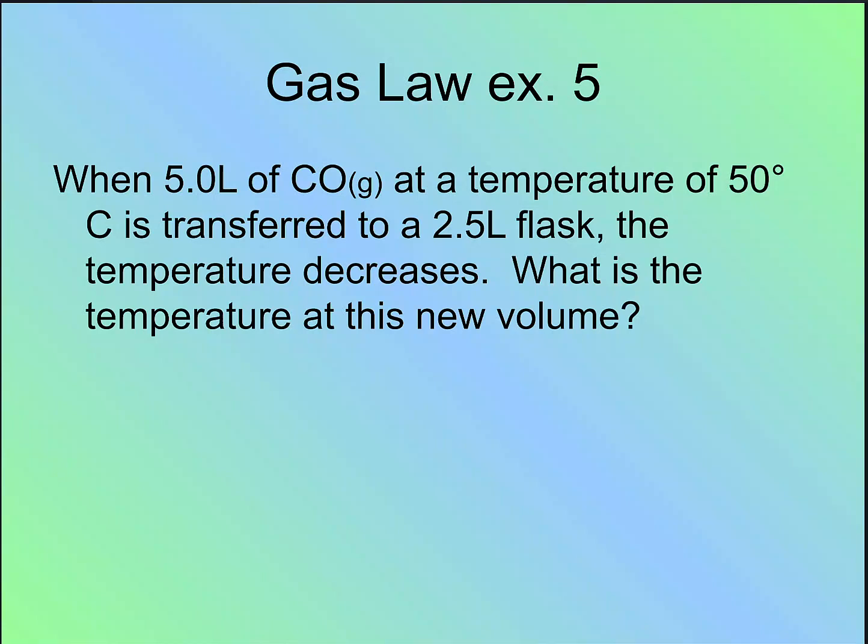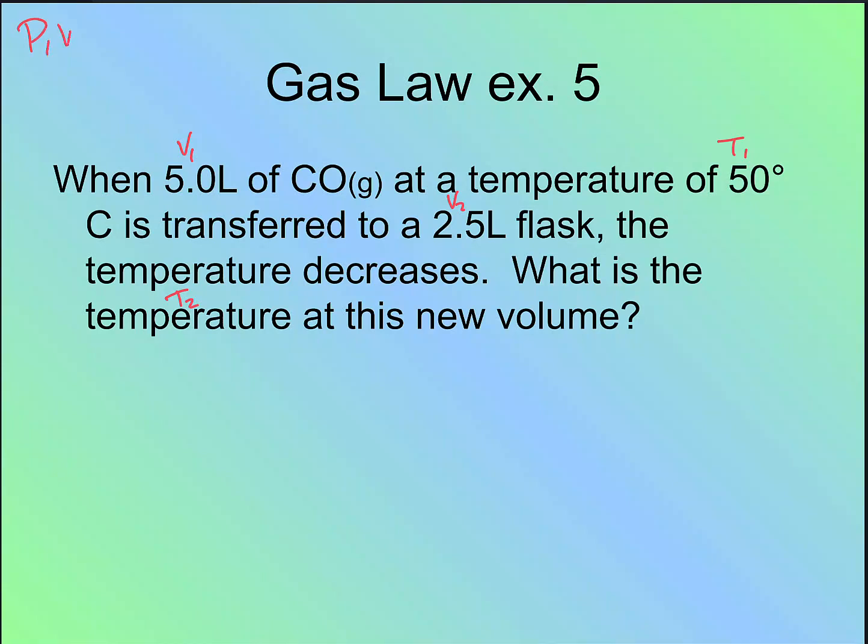Combined gas law example two. When 5 liters of carbon monoxide at a temperature of 50 degrees Celsius is transferred to a 2.5 liter flask, the temperature decreases. What is the temperature at this new volume? So I have a V1, a T1, and a V2 because it's transferred to a new flask. It says what is the temperature? That is going to be my T2. So I plug it into my formula.